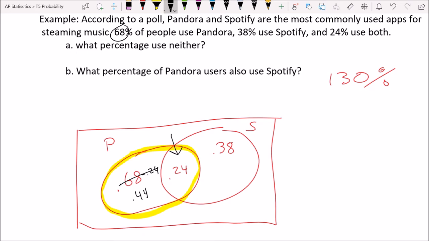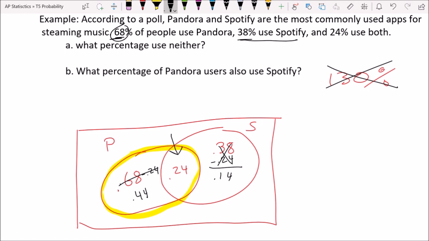Now check it out. If I look inside the Pandora bubble, now those two numbers do add up to 68%. Let's do the exact same thing by looking at the Spotify bubble. It says that the Spotify bubble should have 38 in it, but it doesn't. It's got a lot more than that. So I need to subtract 0.24, and I get 0.14. Now, if you double check, if I add 0.14 and 0.24 together, they add up to the 38 that they're supposed to. So I'm going to now redo that calculation now that I fixed my Venn diagram. Now, guys, by the way, I didn't do anything wrong in this diagram. I just wasn't done yet.